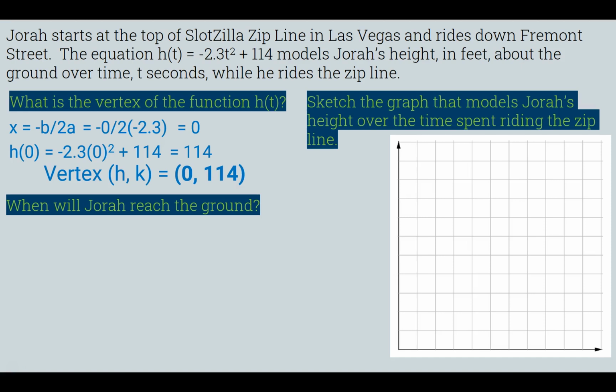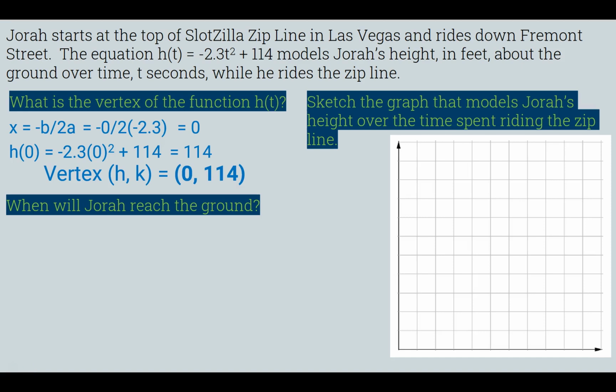Did not ask me for my Y-Intercept, but what is it? 114. Makes sense, doesn't it? Remember real life stuff? If he's starting over here at a zip line, and he's falling down, doesn't it make sense that my vertex and my Y-intercept is the same thing?